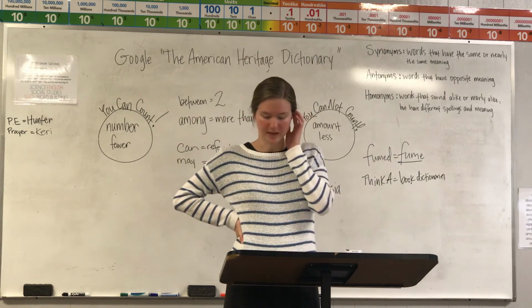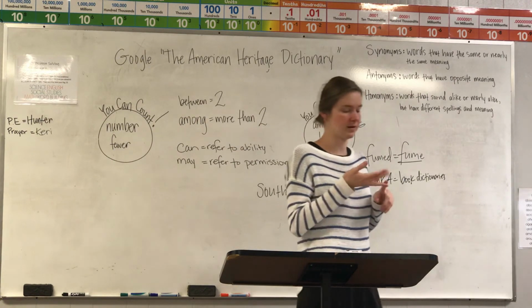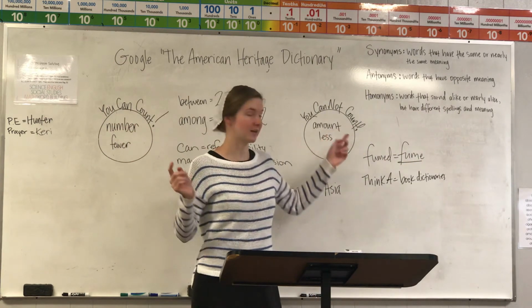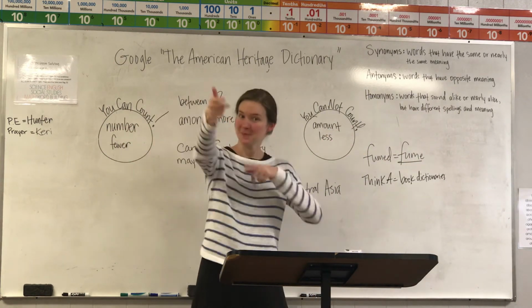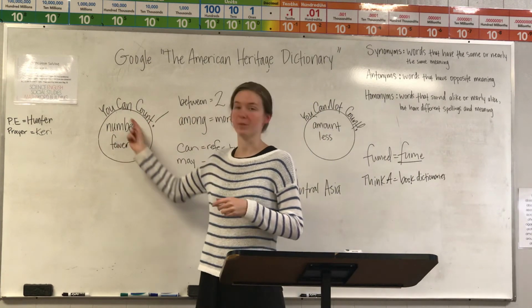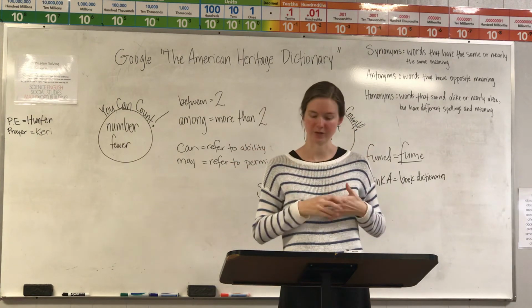Number 3. Do you know the blank of students that made the honor roll? Do you know the amount or the number? Ask yourself, can you count students or can you not count students? You can count students. So you would use the word number, because amount is when you cannot count an object.